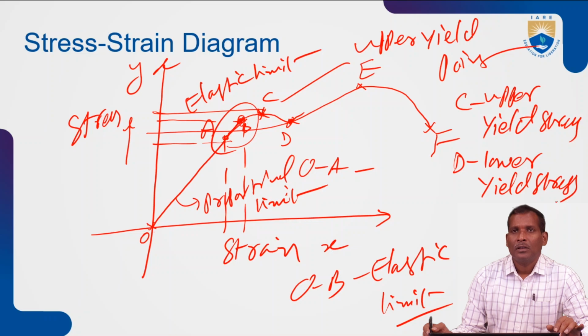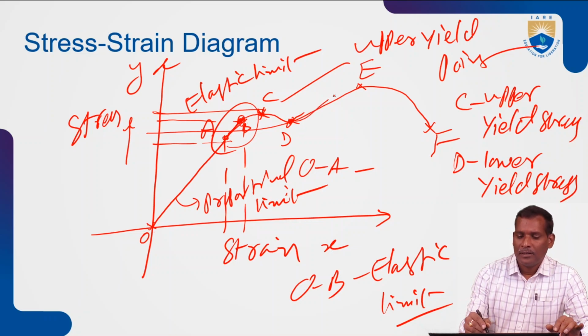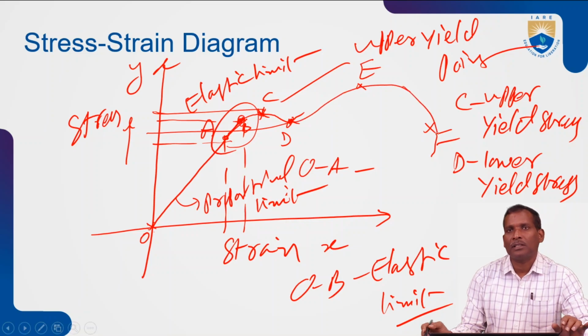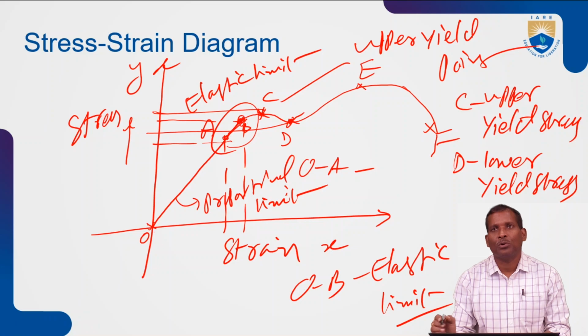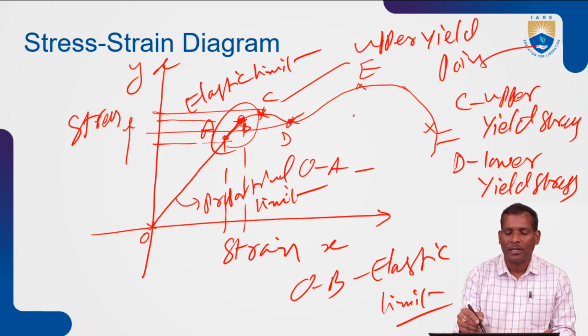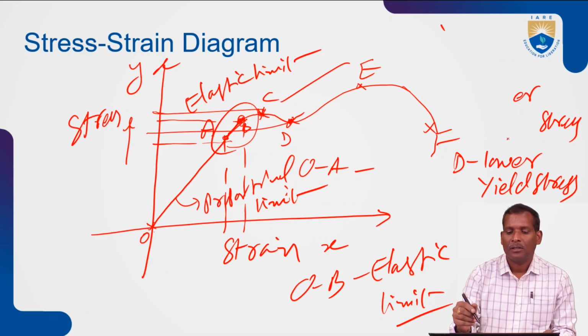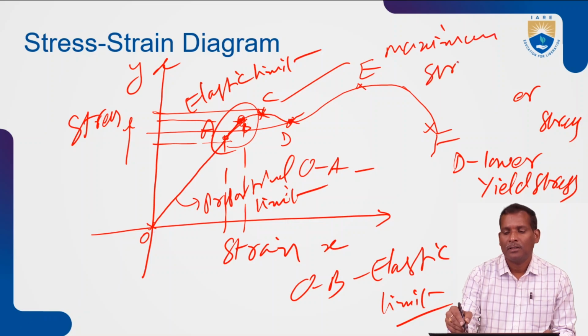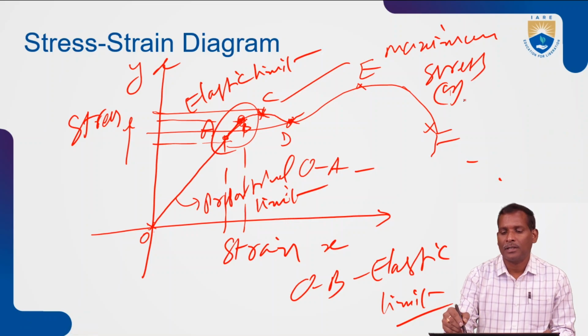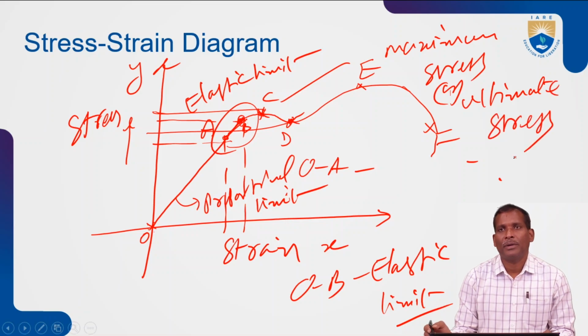And then it keeps on increasing the load. What will happen? It reaches the maximum stress. This is the ultimate stress. Maximum stress or ultimate stress. Ultimate stress. Clear?